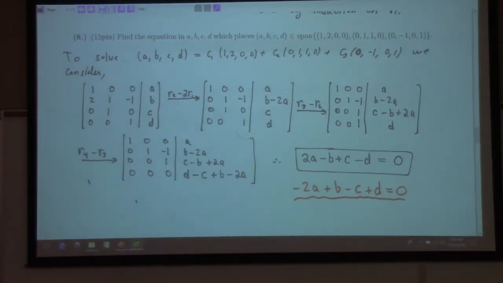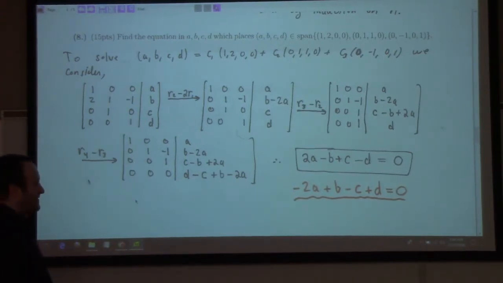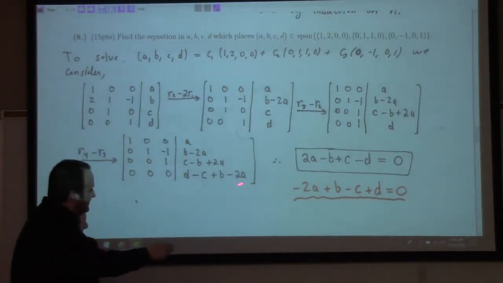Very many people got this right. Even the people who got it wrong got it right. There's about 5 people in here who did all of this stuff, got all the way down to here, and then said crazy stuff like C1 equals A, and then blah, blah, blah. You said everything that you need, everything that doesn't matter. The one thing I asked for was find the equation in A, B, C, which places this in here. The equation that you need is this guy, equals 0.